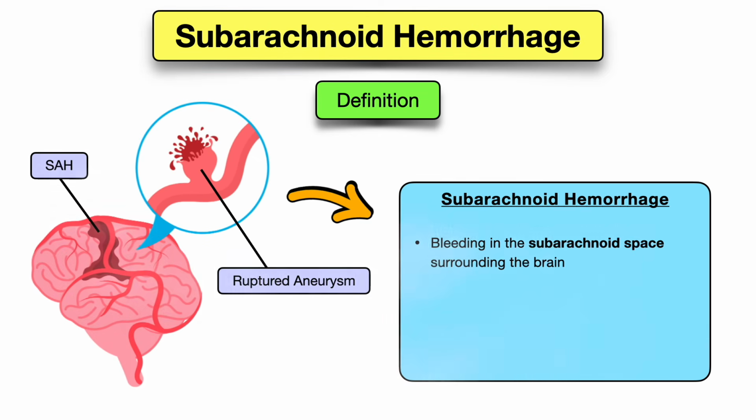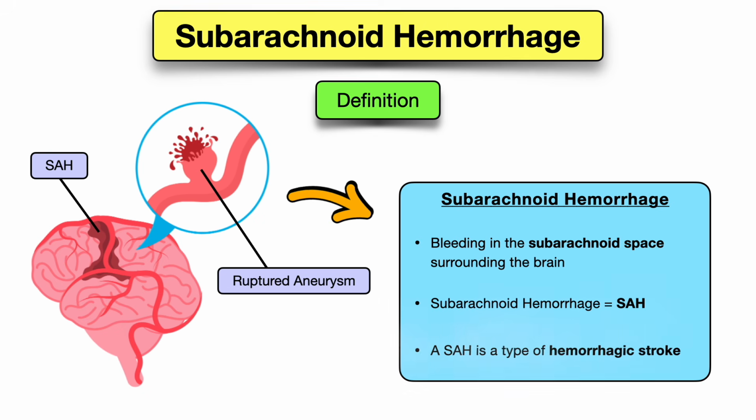So what is a subarachnoid hemorrhage? A subarachnoid hemorrhage is bleeding in the subarachnoid space surrounding the brain. Oftentimes the bleeding is from a ruptured brain aneurysm. We're going to talk about aneurysms and the subarachnoid space shortly. A subarachnoid hemorrhage can be abbreviated SAH.